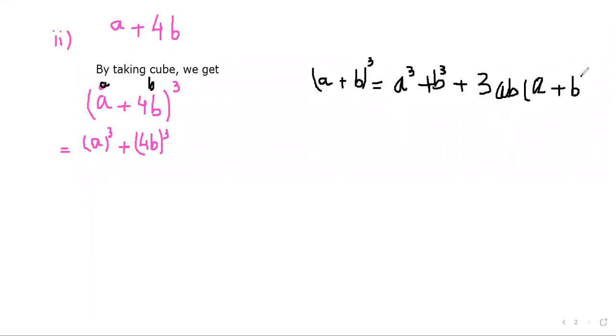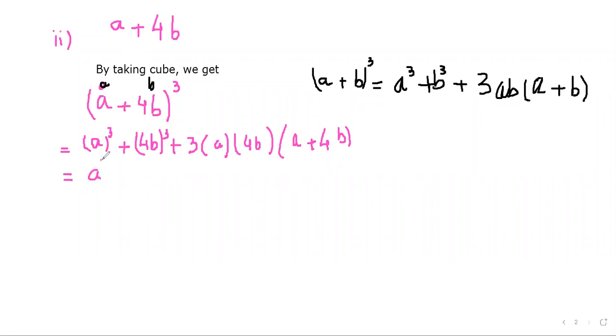Now, in place of A, there is A already here. In place of B, there is 4B. Now, 3 is from the formula. A is A and B is 4B. And A plus B is A plus 4B. Bracket close.